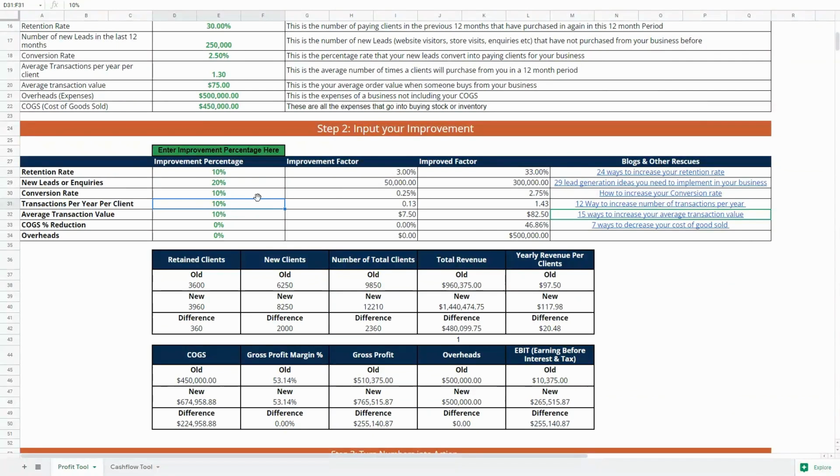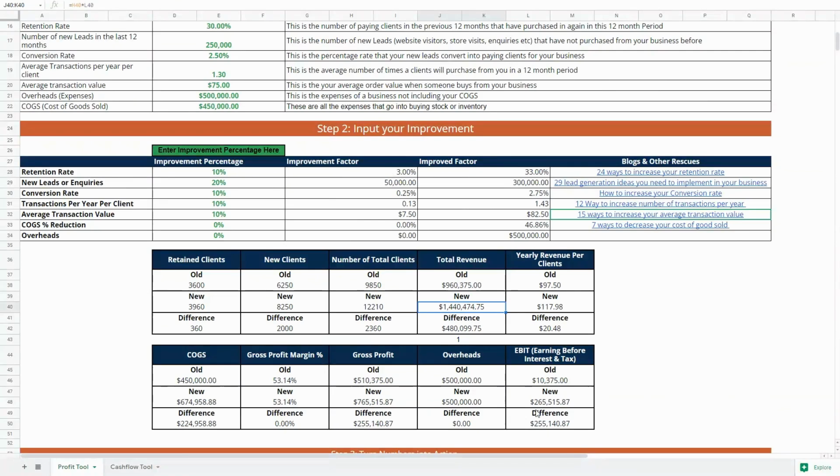So let's look at the impact overall. Revenue has gone, just from these fuel changes, from $960,000 to almost $1.5 million, and profit has increased from $10,000 to $265,000. But here's an issue: this all costs money. So let's go through and look at our expenses.